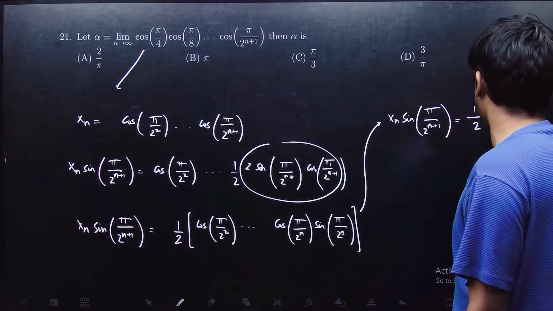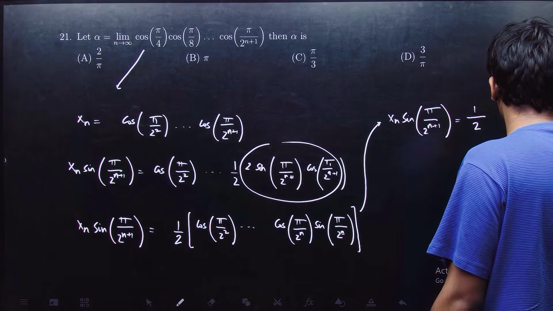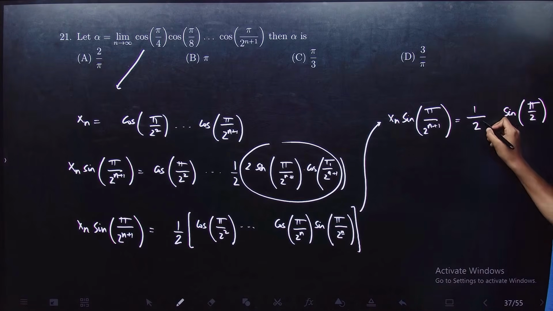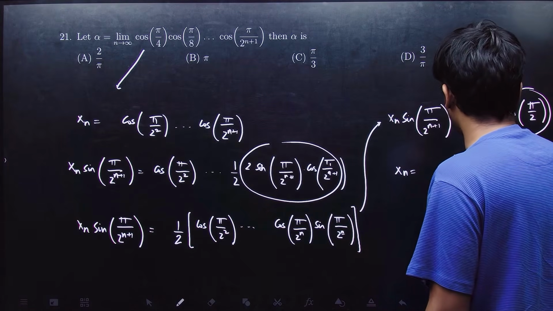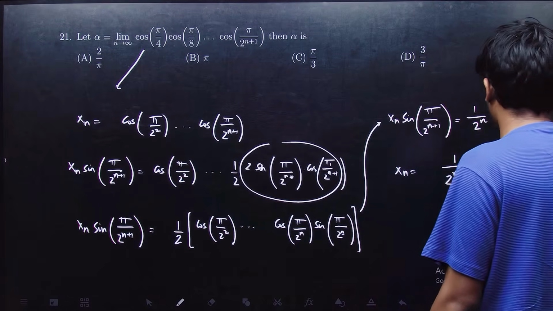So this power of 2 and whatever is left inside. So if I take sine of pi by 2, then this is power 1, so here the power should be 2 power n, and this is equal to 1. So from here I can say that xn is nothing but 1 by 2 power n sine of pi by 2 power n plus 1, right?